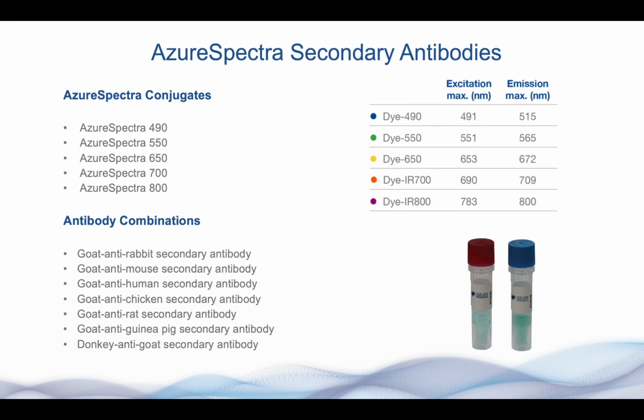There are multiple secondary antibodies available in the market. I'll give this as an example from Azure Biosystems, where we have 3 dyes in red, green, and blue, and 2 dyes in infrared. And there are usually a lot of different species to choose from.